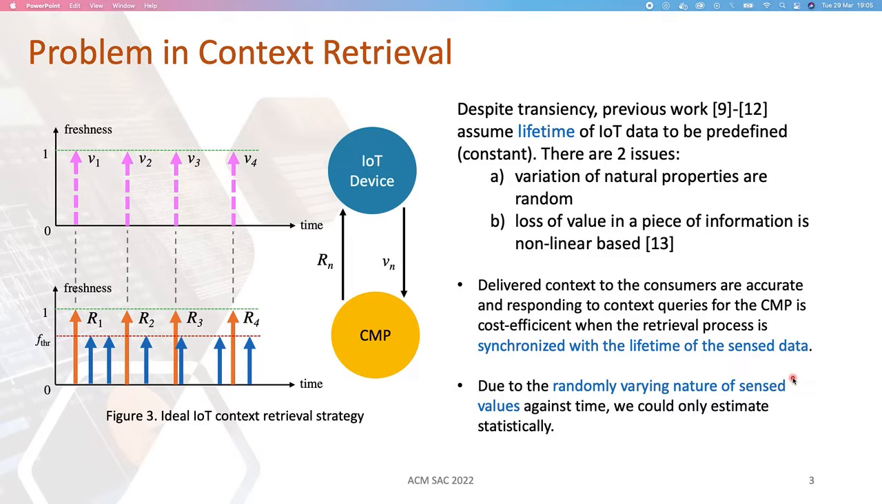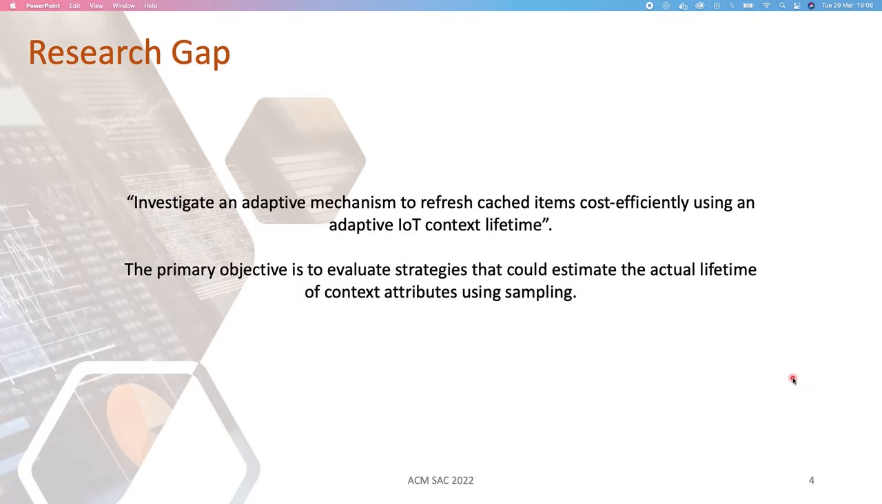So basically, that is if refreshing could be synchronized with the lifetime of sense data. So in this work, we try to investigate an adaptive mechanism to refresh cached context data cost efficiently by estimating the actual lifetime of context attributes.